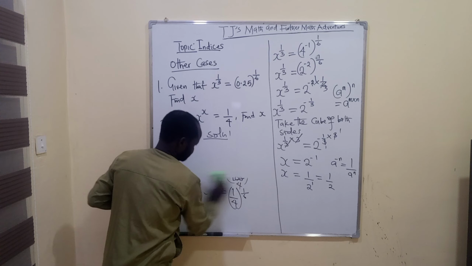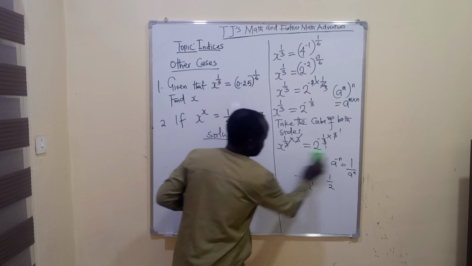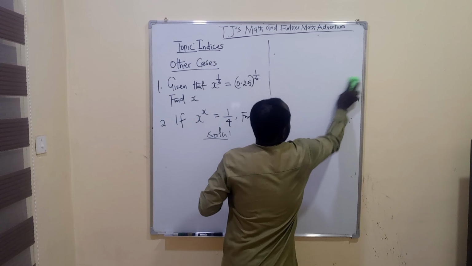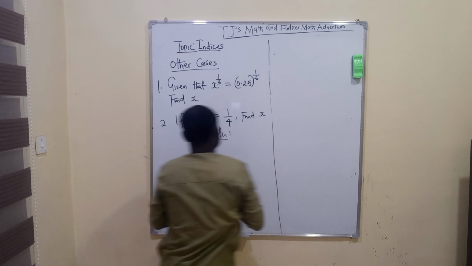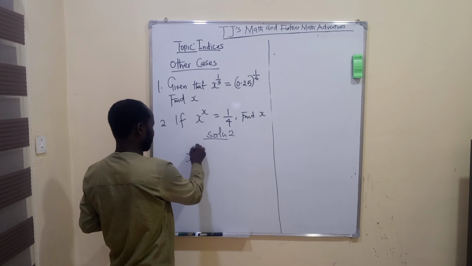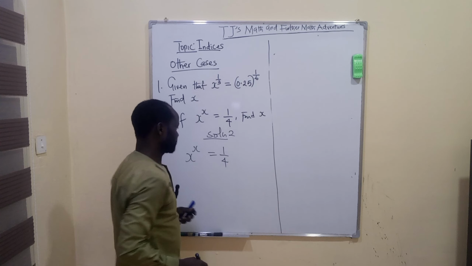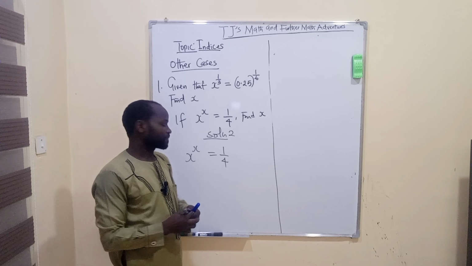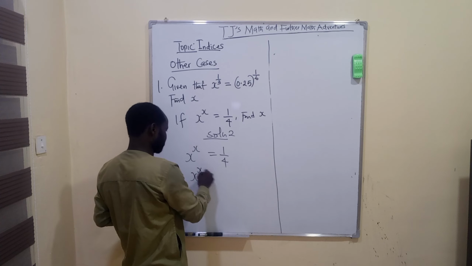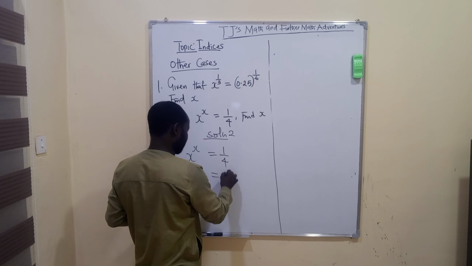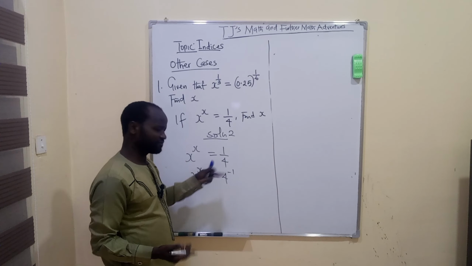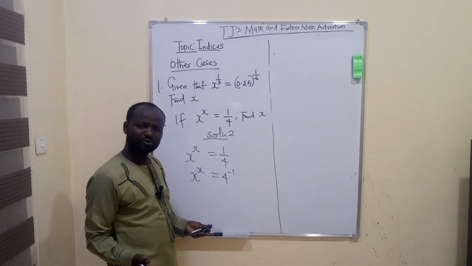Let's clean here so that we can solve question 2. Question 2 is giving us x power x is equal to 1 over 4, and we are asked to find x. So the first thing to do, I have x power x will be equal to 4 power minus 1 using the negative law of indices, because 1 over 4 is the same as 4 power minus 1.